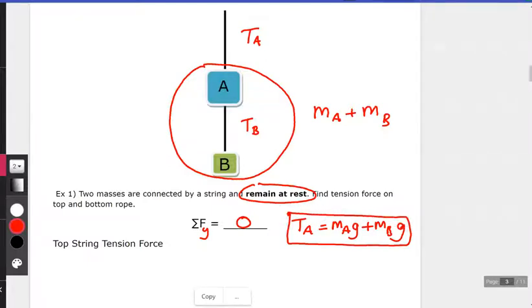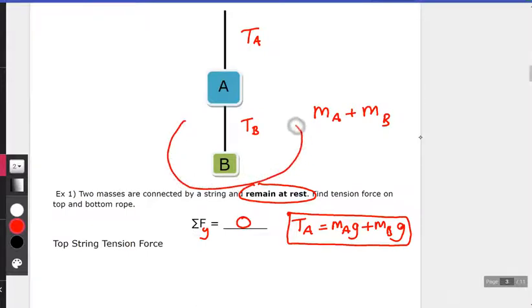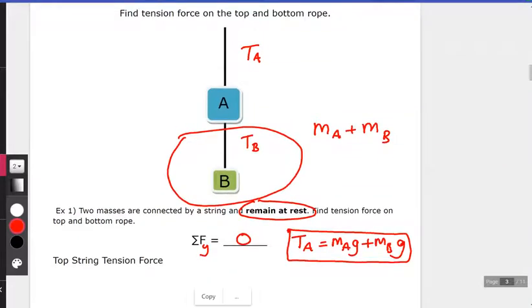Now the second tension, let's erase the circle. When you look at the second box, what you always do is you get what's called tunnel vision. Let's just look at box B, and that's all we care about. So this is the bottom tension. Let's scroll down a little bit. Now we'll do it right here. Box B.